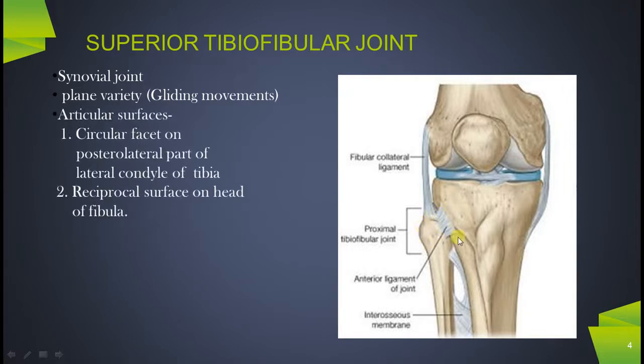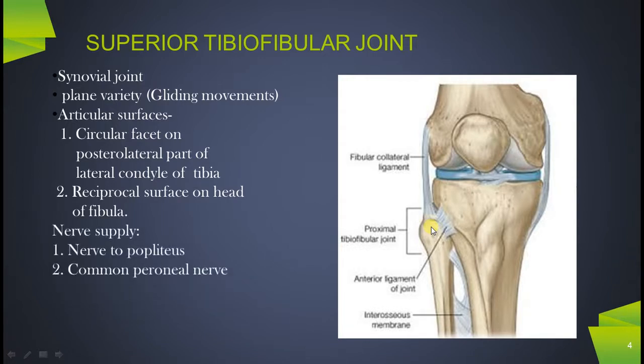As I told you, the circular facet below the lateral condyle, on the posterolateral part, and the reciprocal circular facet on the head of the fibula are the articulating surfaces of the superior tibiofibular joint. Nerve supply is by the nerve to popliteus muscle and the common peroneal nerve, because the common peroneal nerve is intimately related to the head of the fibula, and then divides into the superficial and deep peroneal nerves. Before that, it gives an articular twig to the superior tibiofibular joint.